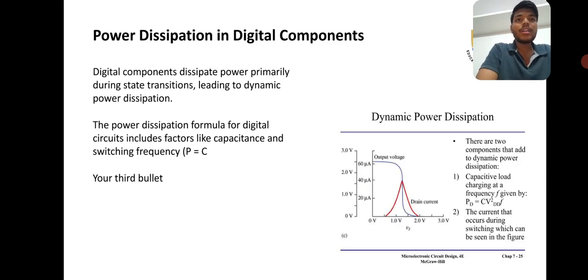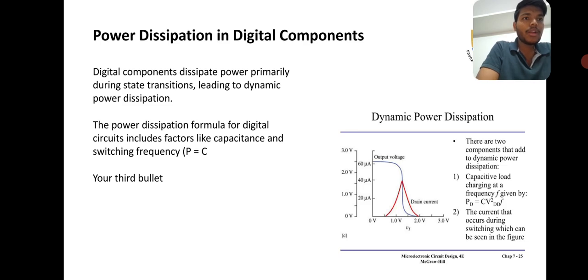Next, power dissipation in digital components. Digital components dissipate power primarily during state transitions, leading to dynamic power dissipation. The dissipation formula for digital circuits includes factors like capacitance and switching frequency. P equals C. Dynamic power dissipation. These are the points of dynamic power.